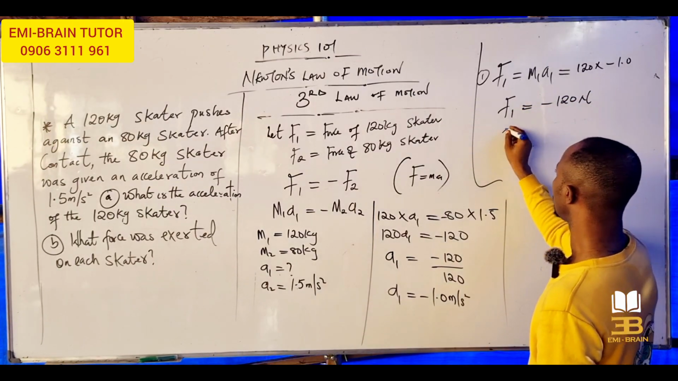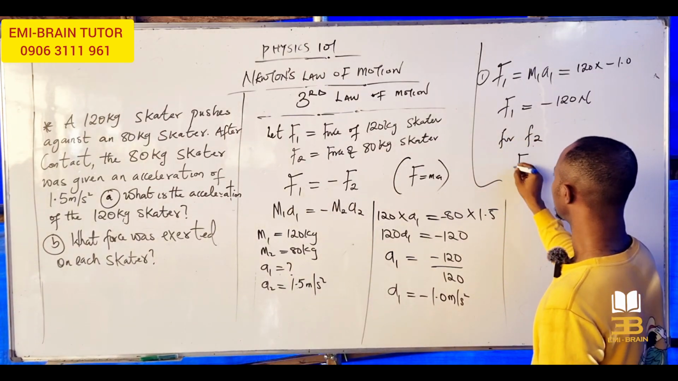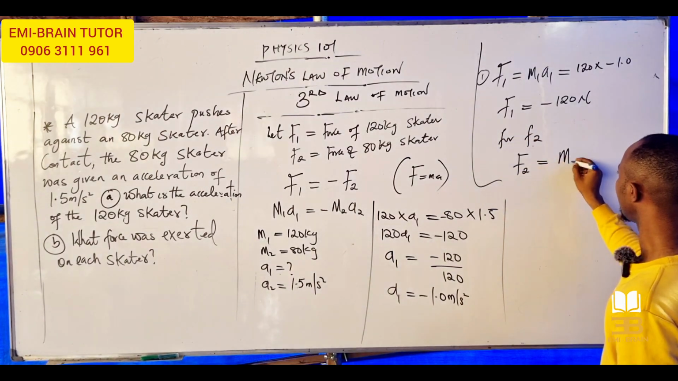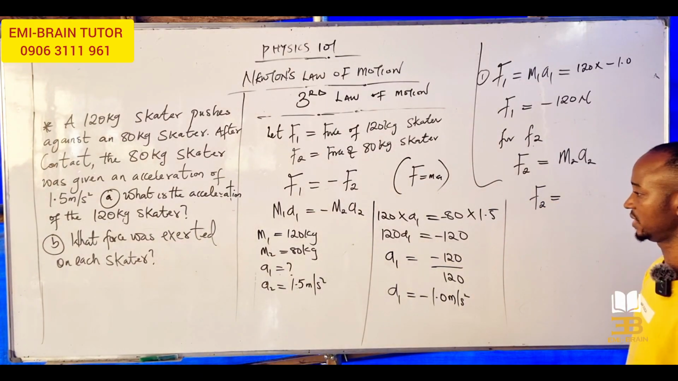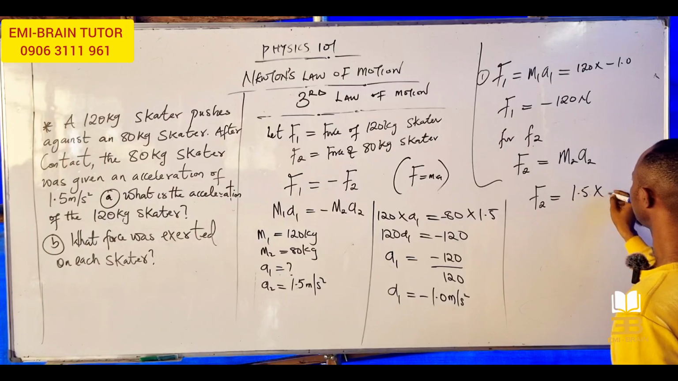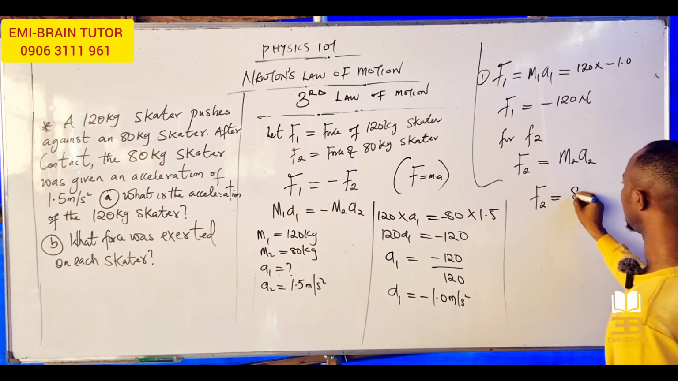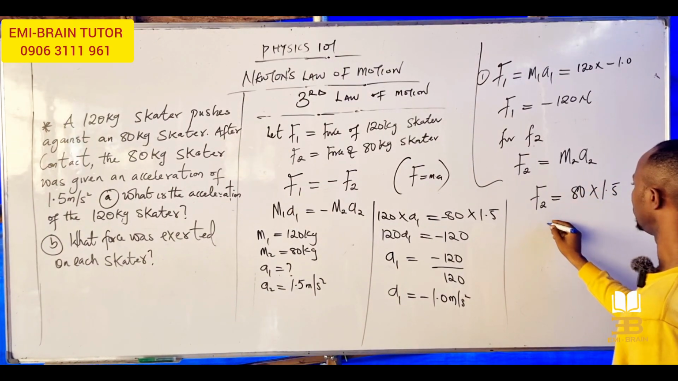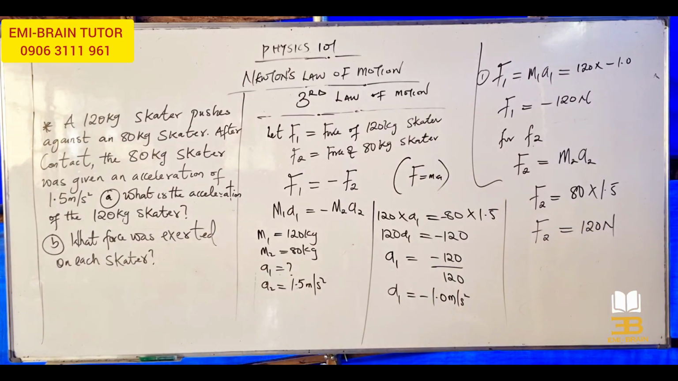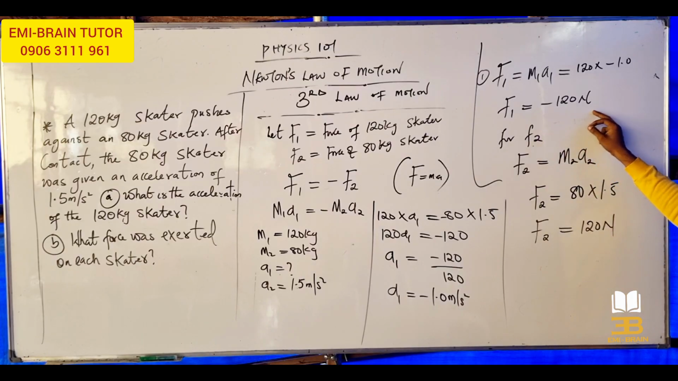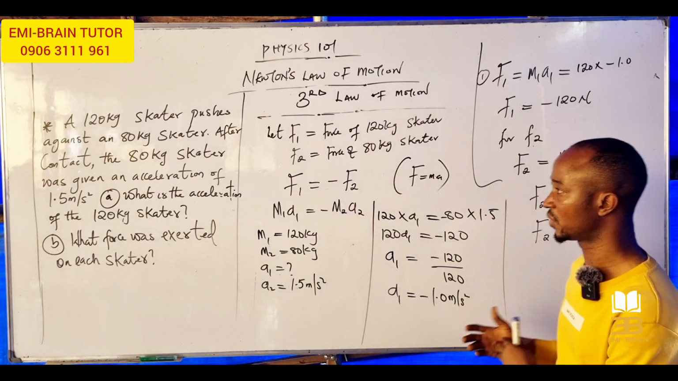For F2, it is going to be M2 A2. That will give us F2 equals M2, which is 80, times 1.5. By the time we multiply these two, that will give us 120 Newton. Now we can see that the two forces are actually equal but opposite in direction. So action and reaction are equal but opposite. This is Newton's third law of motion.